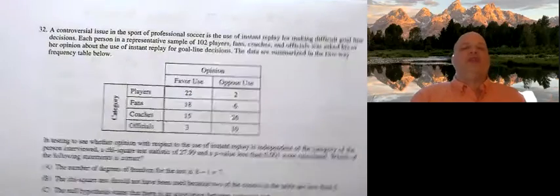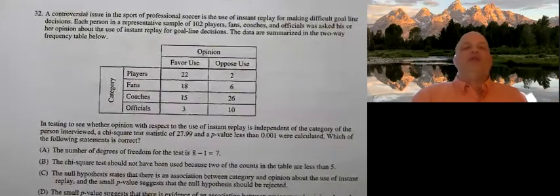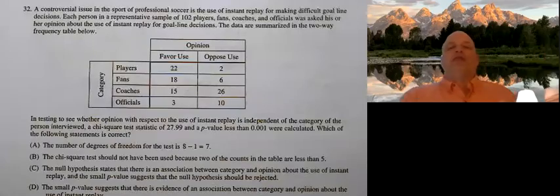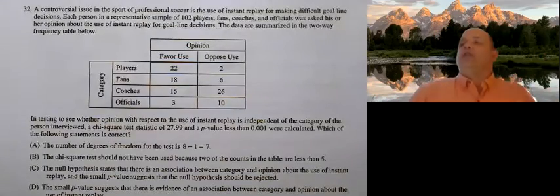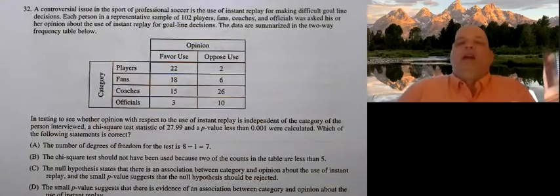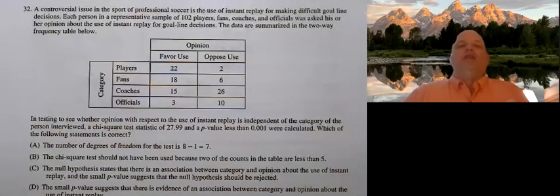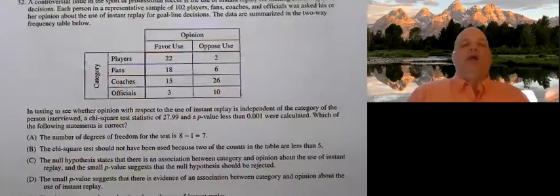All right, number 32. A controversial issue in the sport of professional soccer is the use of instant replay for making difficult goal line decisions. Each person in a representative sample of 102 players, fans, coaches, and officials was asked his or her opinion about the use of instant replay for goal line decisions. The data are summarized in the two-way frequency table below.